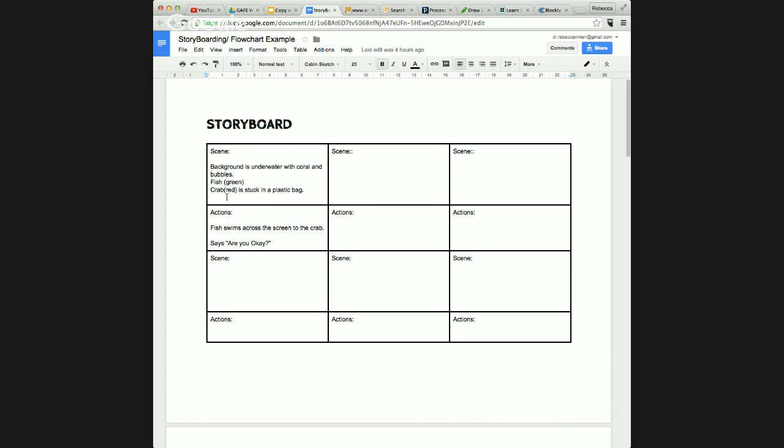So you might have here for the scene, a background will be underwater with coral and bubbles, and there'll be a fish and a crab. And then the actions might be that I want the fish to swim across to the crab, and then the fish says, "Are you okay?" So that's sort of just breaking it down, and then it helps me when I think about going and creating that code. You might take it to the next level and actually get students to think about what blocks they might need to implement those actions as well.